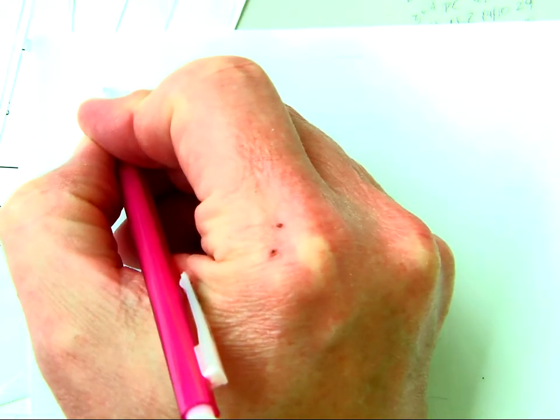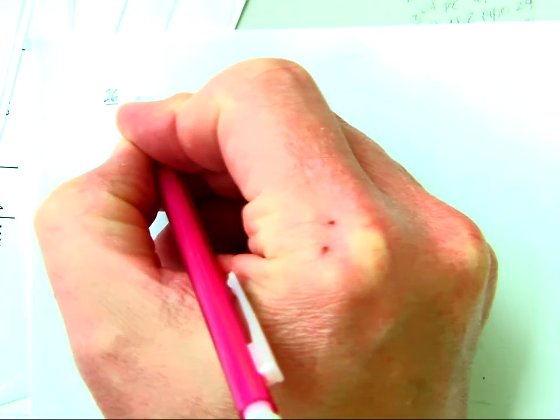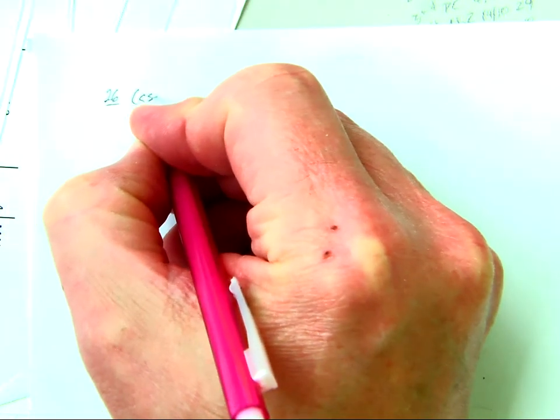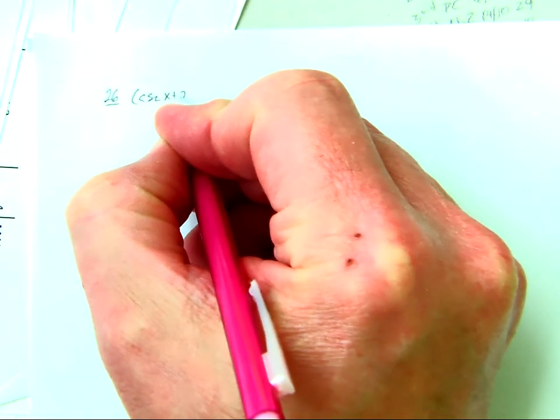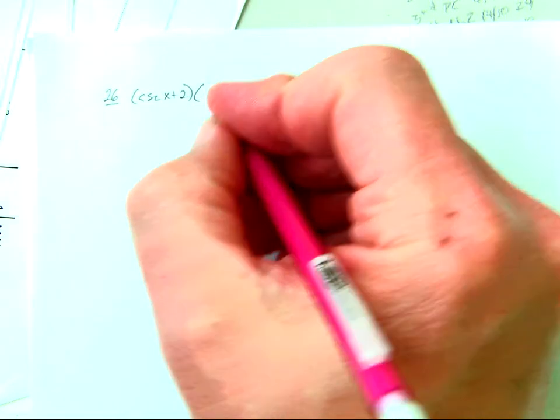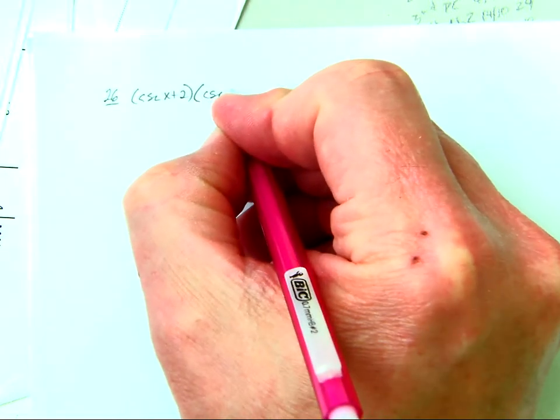Okay, I was going to work through some of the problems from 6.2. These are some that we did in class, actually quite a few of them. Let's start with 26. Now 26, if you look at it, what they've actually done is they've already factored that for us.